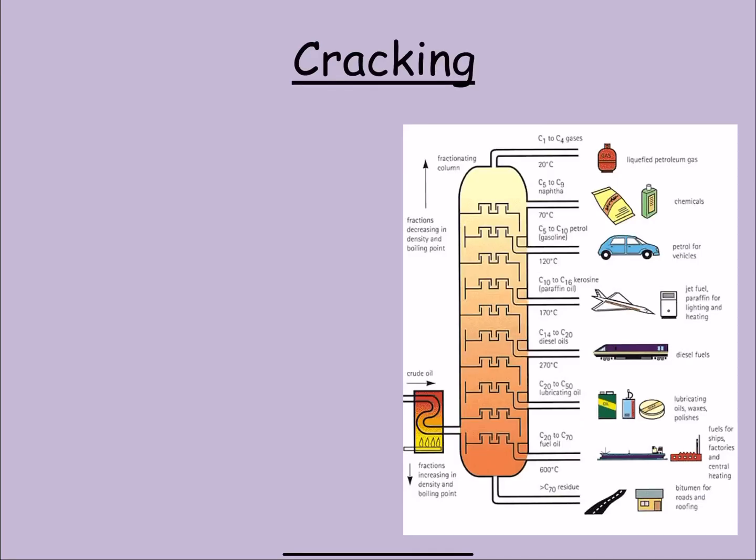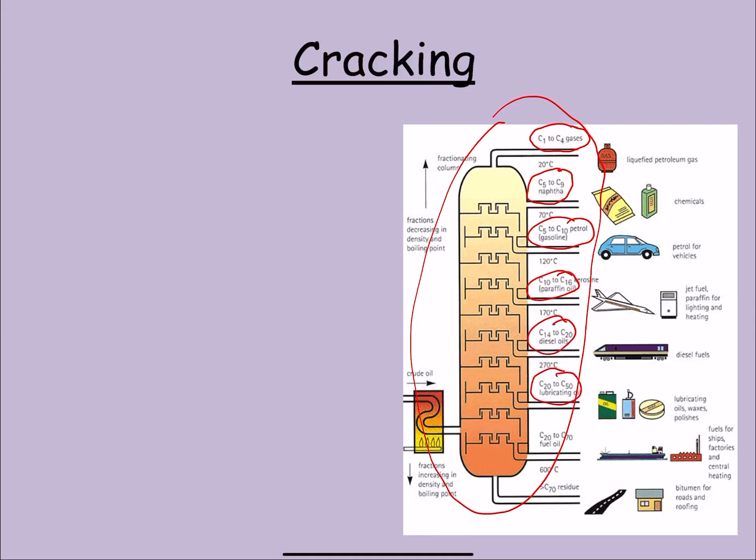Hope that makes sense. So here's a picture of fractional distillation. You should remember this from S3. They're all done in order. You'll be able to see that C1 to C4 gases are all up the top, and then we go down to the C5 to C9, they're all liquids, and then it goes up to C10, C16, C20, C50, and then C70. And then right at the bottom we have the residue. That's usually tar that goes on the road, bitumen. That's got the highest melting point, highest boiling point, so that always sinks to the bottom.